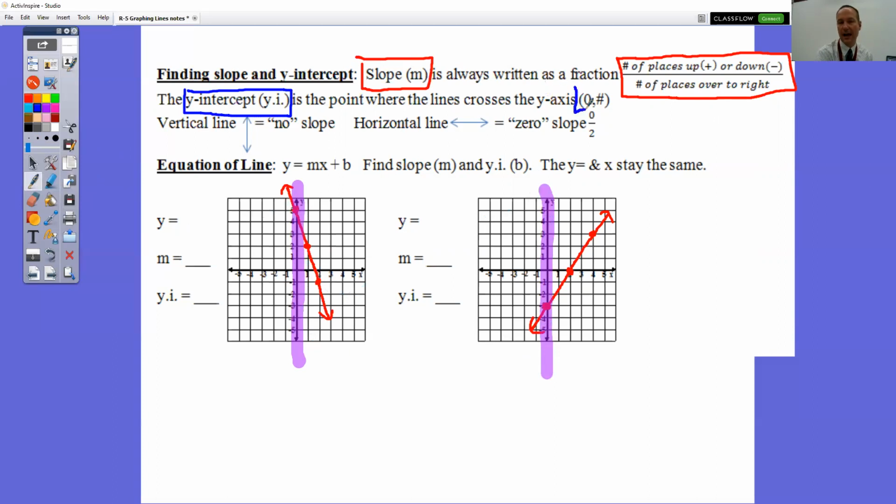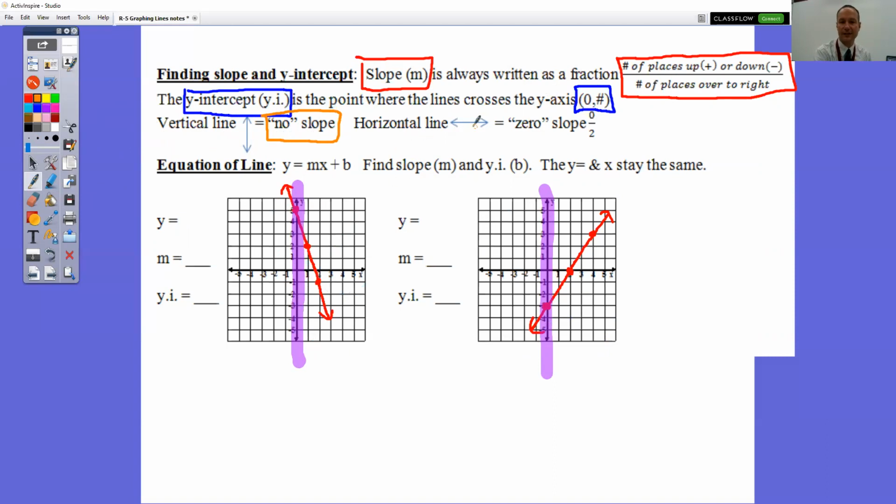When we go to write our answer for a y-intercept, it's always (0, a number), where that line crosses the y-axis. Now, there are 2 special cases. The 2 special cases are when you have a vertical line. A vertical line goes straight up and down. When it is a vertical line, the answer to slope is no slope. So you actually type the word no and then slope.